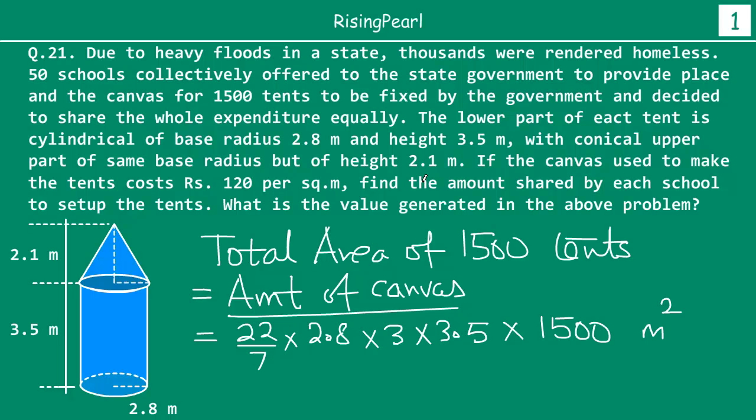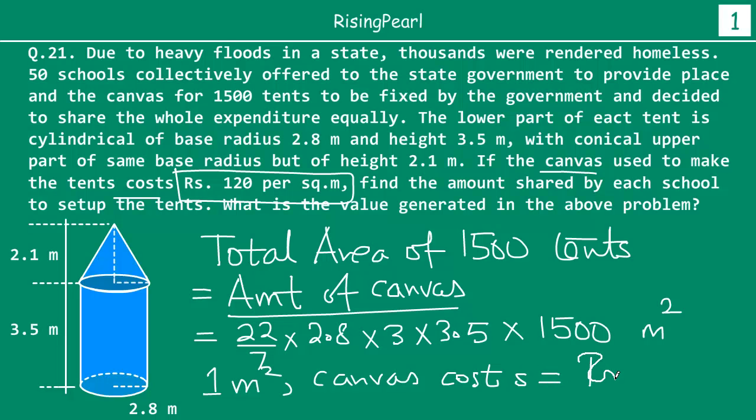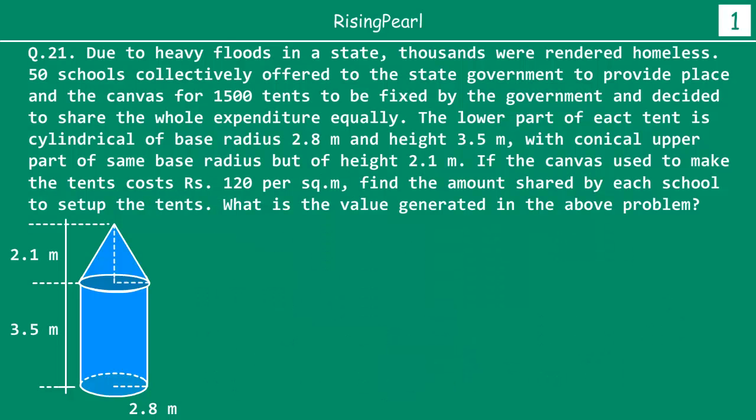What is given is that the canvas actually costs rupees 120 per square meter, meaning for 1 square meter the canvas actually costs 120. So to get this many meters, we simply have to multiply this by 120. So let's do that next. So what we have, so total cost will be, so pi r 3 times 3.5 times 1500 times 120. So total cost.